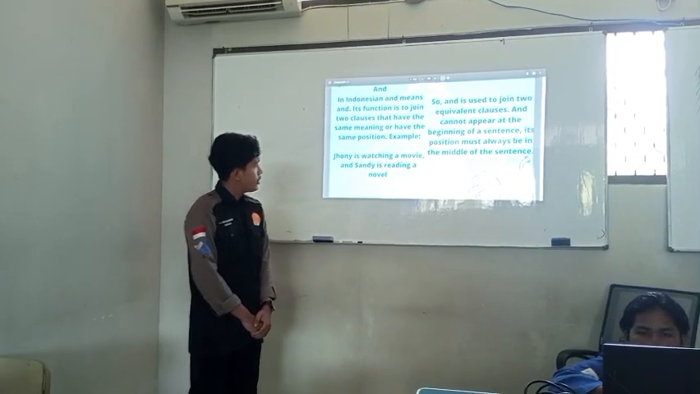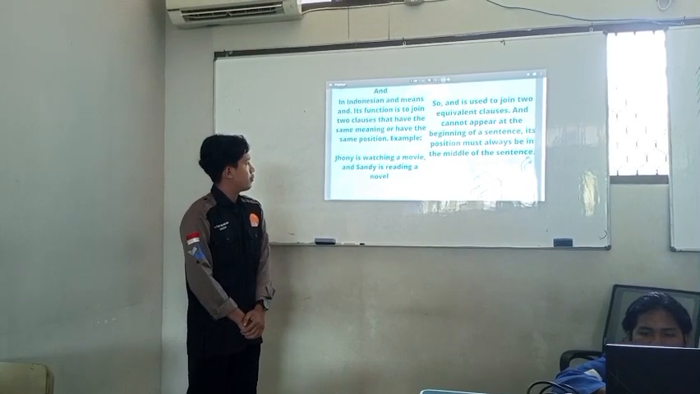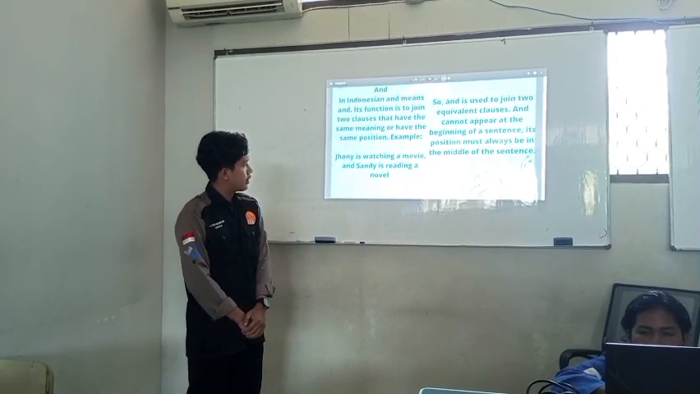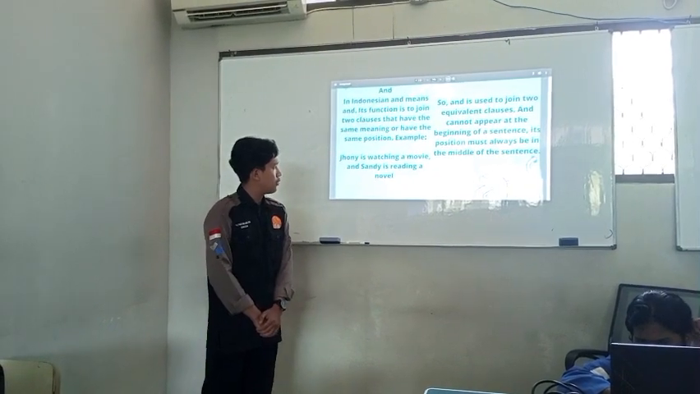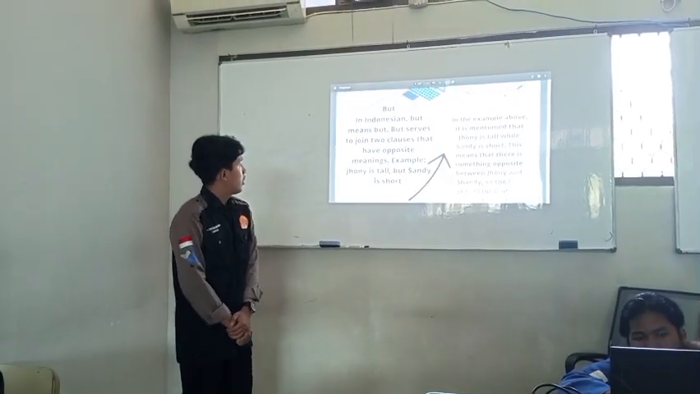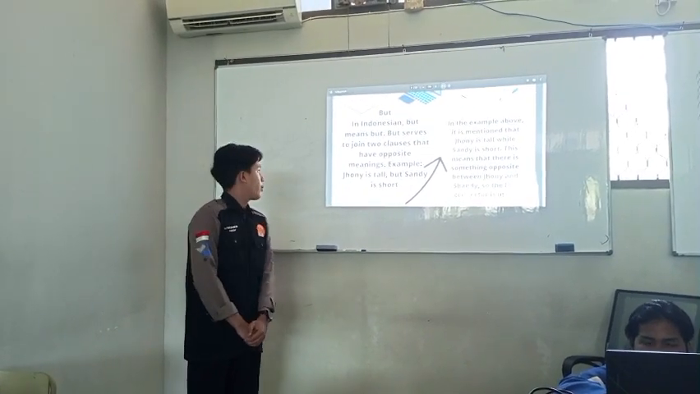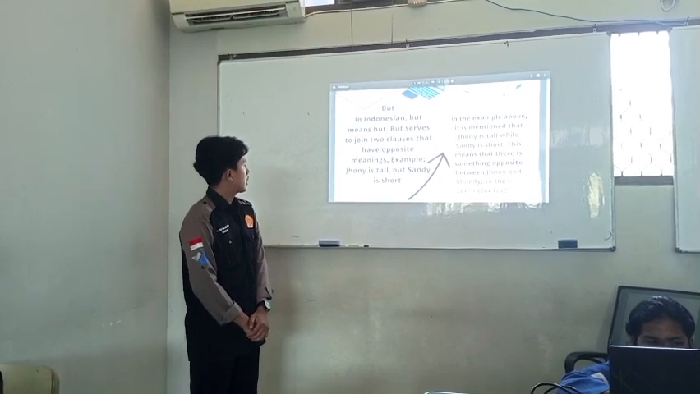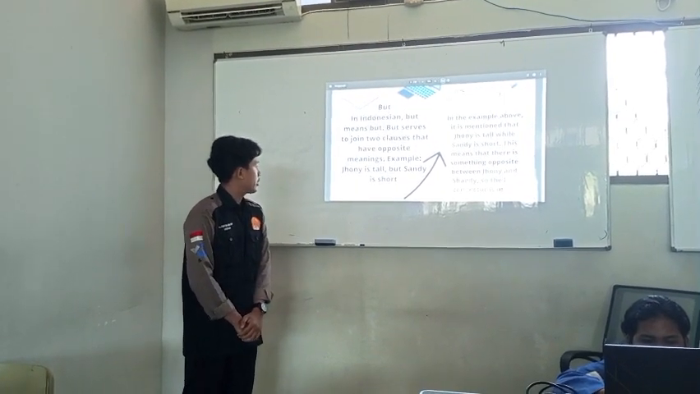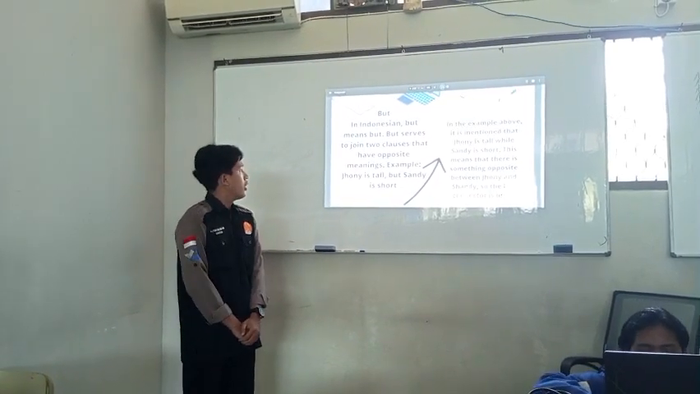So, and is used to join two equivalent clauses and cannot appear at the beginning of a sentence. Its position must always be in the middle of the sentence. But, in Indonesian, but means tetapi. But serves to join two clauses that have opposite meanings. Example: Johnny is tall, but Sandy is short.